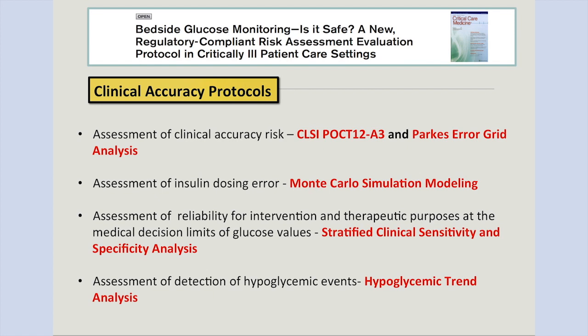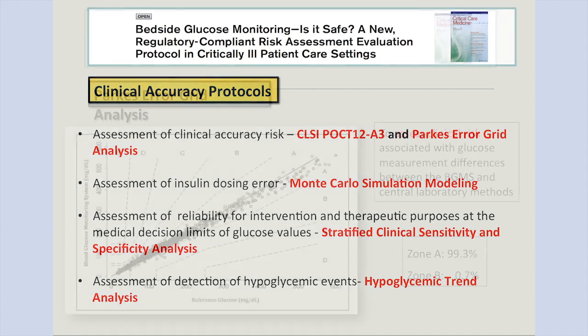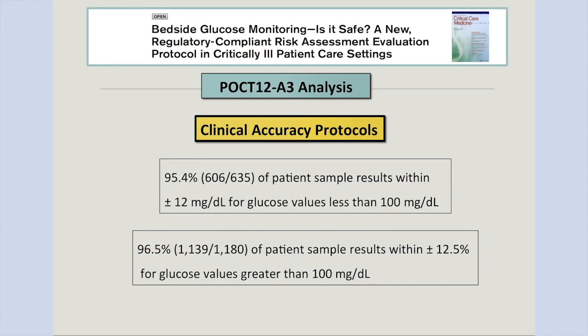We looked at POCT, this guideline. We also looked at Parkes error grids, and I'll talk a bit about those. This was the really fun part, and I'm going to talk more about this: the Monte Carlo simulation modeling for assessing clinical risk. We did sensitivity, specificity, and then we looked to see concordance in the hypoglycemic area. Clinical accuracy, the expectations to see if it was meeting POCT 12A3 expectations.